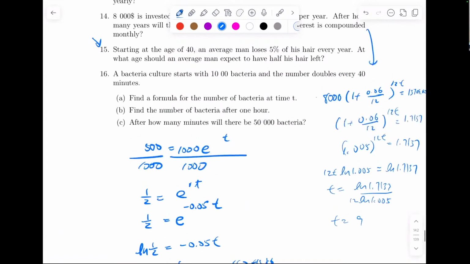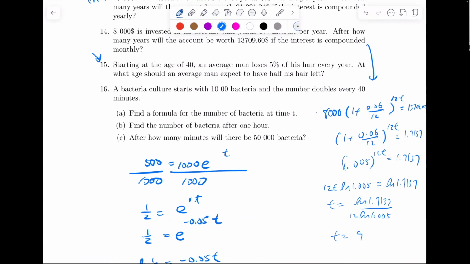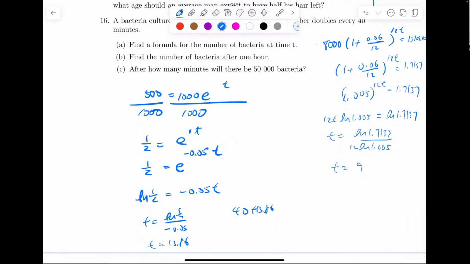At what age should an average man expect to have lost half his hair? Six years to go. Wait, can't you just do natural log of 0.5 over natural log of 0.95? Because you get the same answer. No, you natural log both sides, so it should be negative 0.05 t on the left.